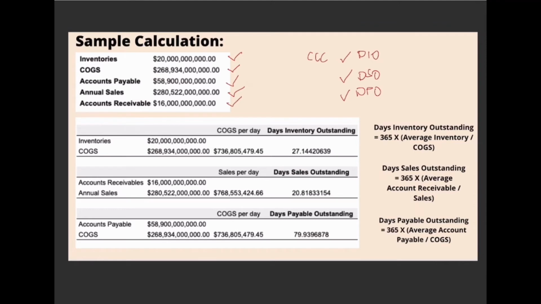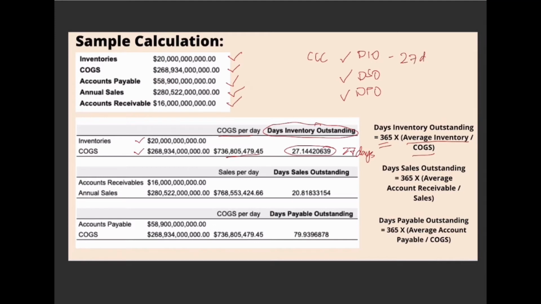Now, given the above information, we first calculate the days inventory outstanding. The formula for that is average inventory divided by cost of goods sold times 365 days, because we have 365 days in a year. So given that, the outcome will be 27.14, or 27 days.